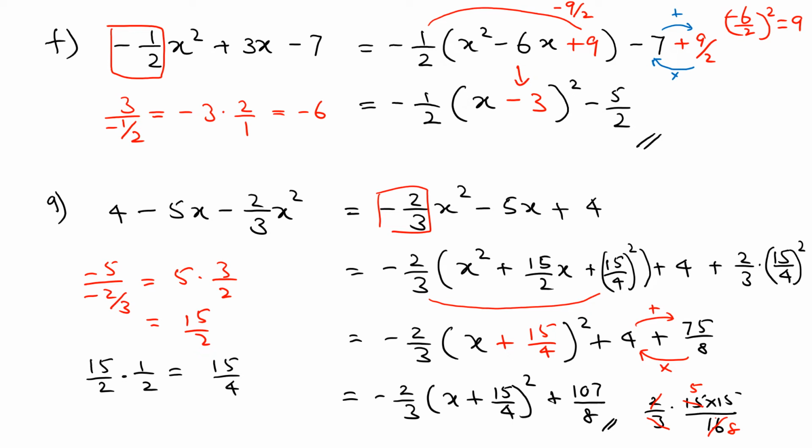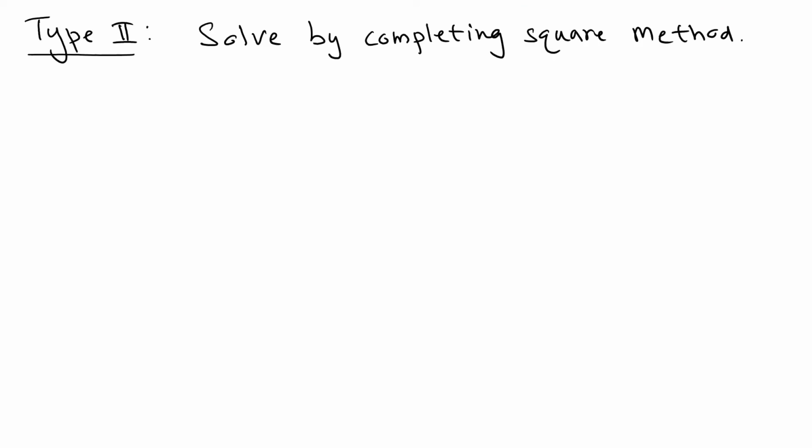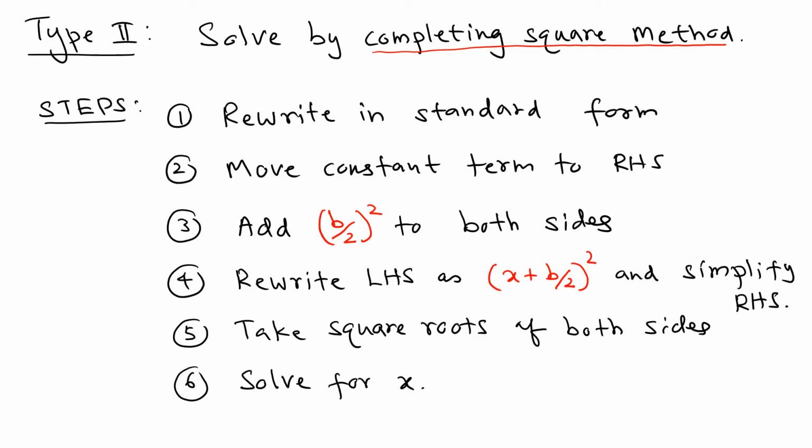Okay, that's about that. Let's look at the next type, how to solve using the completing square method. So let's talk about theory first. Type 2 is solved by completing square method. Now this has some different steps compared to the previous type. So let's look at the steps now. We have these steps.